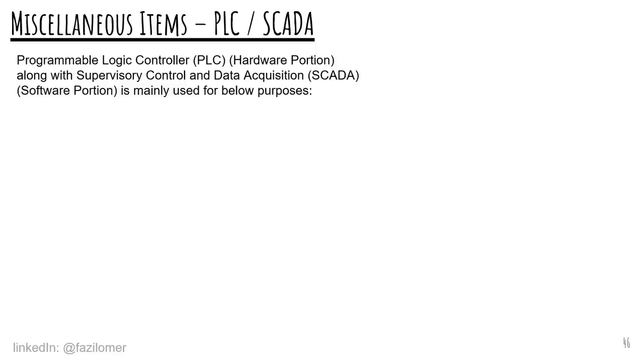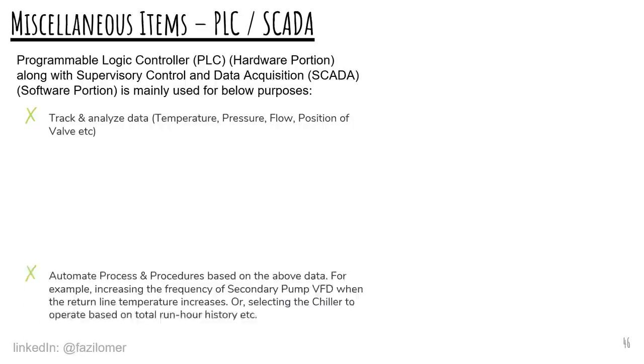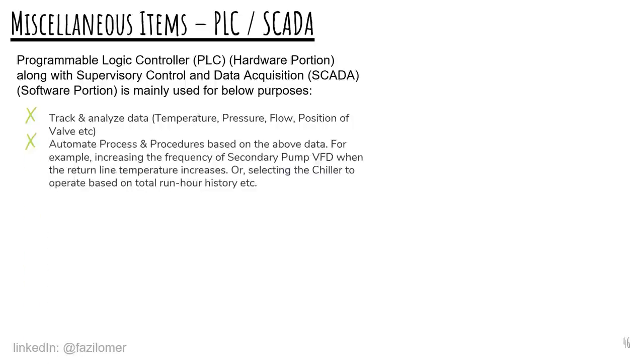PLC SCADA system. Programmable logic controller, along with supervisory control and data acquisition, is mainly used for below purposes. Track and analyze data like temperature, pressure, flow, position of valves, etc. Automate process and procedures based on the above data. For example, increasing the frequency of secondary pump VFD when the return line temperature increases, or selecting the chiller to operate based on total run hour history, etc. Enable remote site monitoring and controlling. Overall enhancement of productivity.